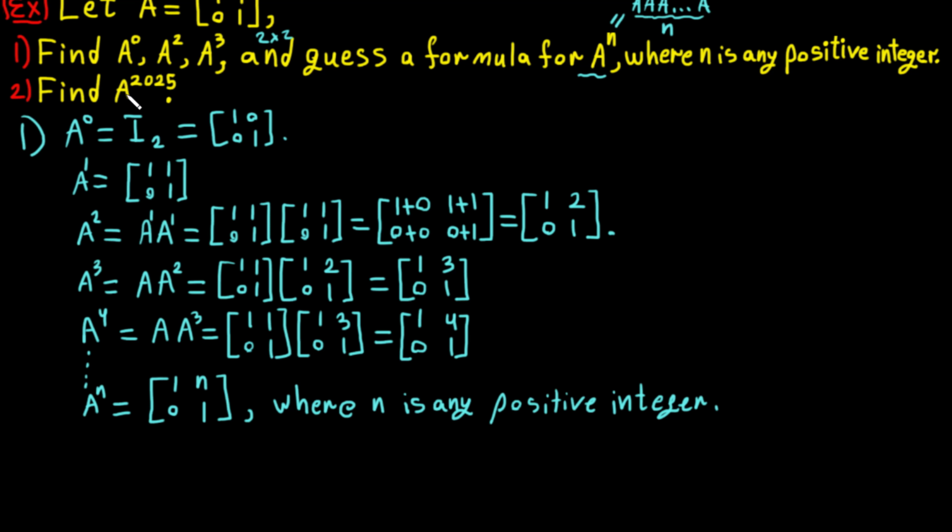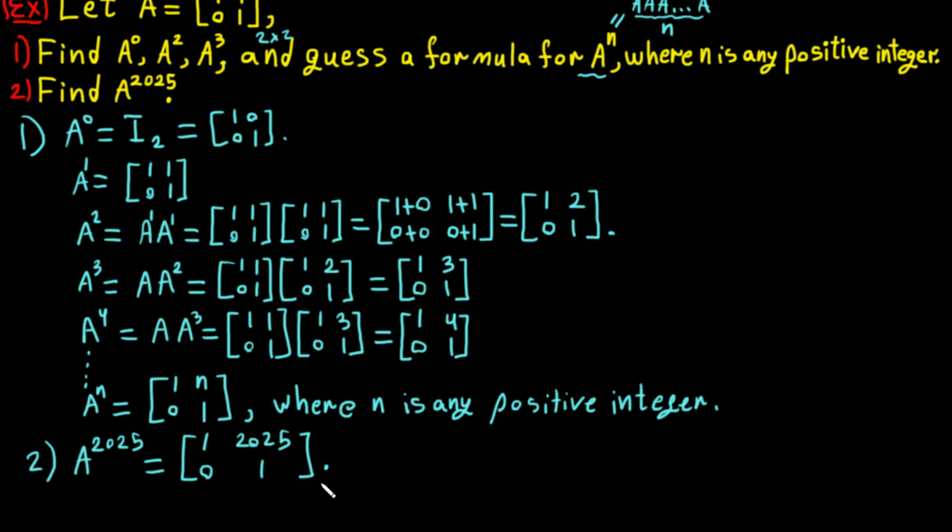So let's solve the second one, 2. So they want us to find A 2025, which is very easy here to find because we have already the formula. So since the exponent here is 2025, you have to write here 2025. And here this element is gonna be the same, so 1 0 1. So that's it, we have solved the problem.